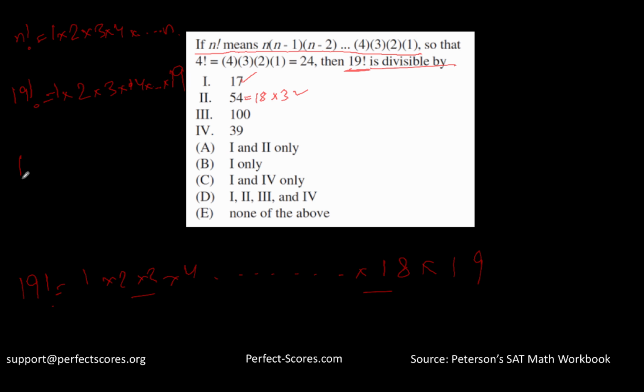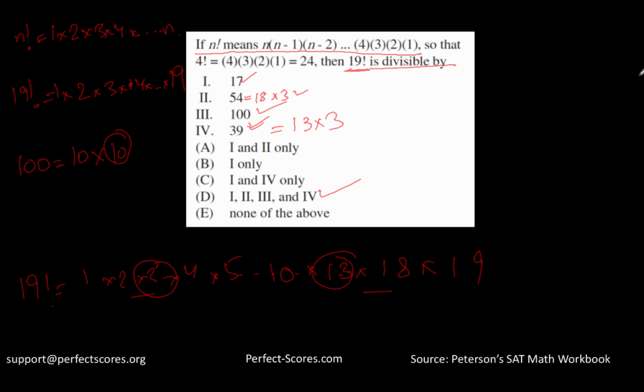Is it divisible by 100? What is 100? 100 is 10 times 10. Well, you have a 10 in here. What about the other 10? Well, you have a 5 in here and you have a 2 in here. Well, that works out. Fine. And what about 39? 39 is 13 times 3, right? So there is a 13 here and there is a 3 here. So this also works out fine.